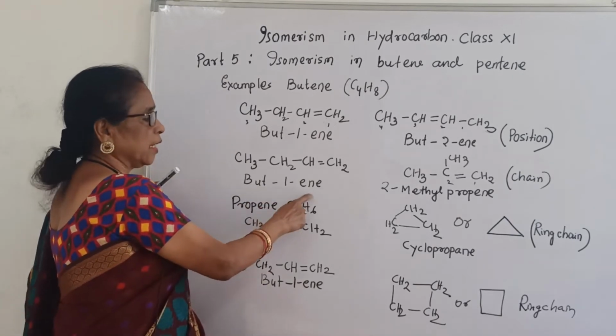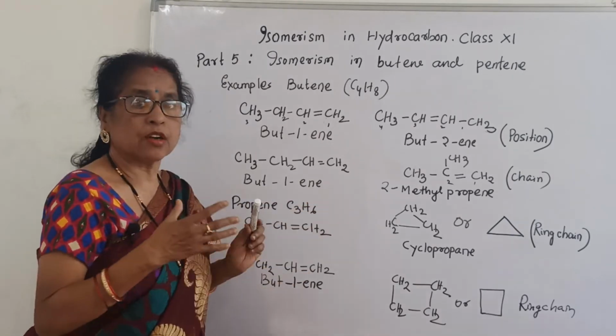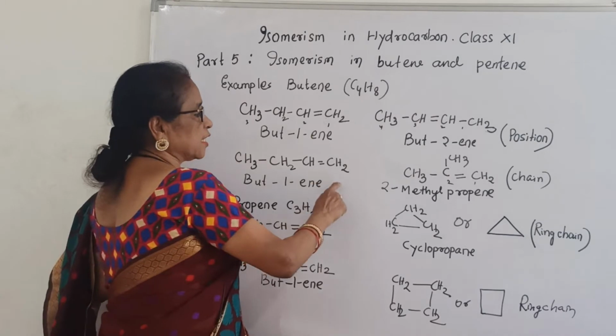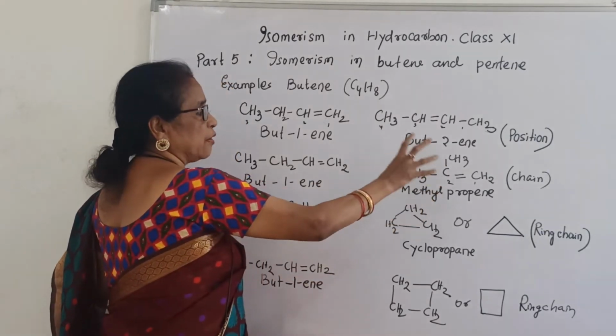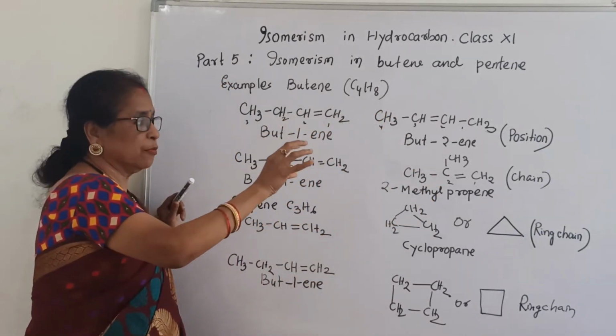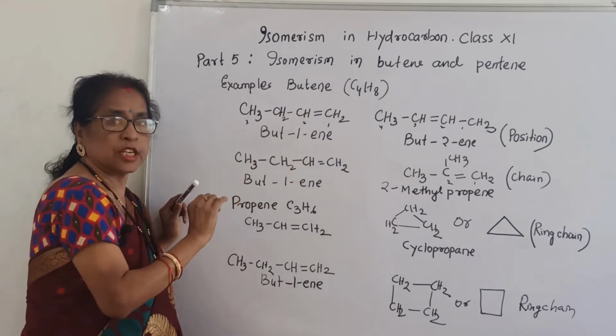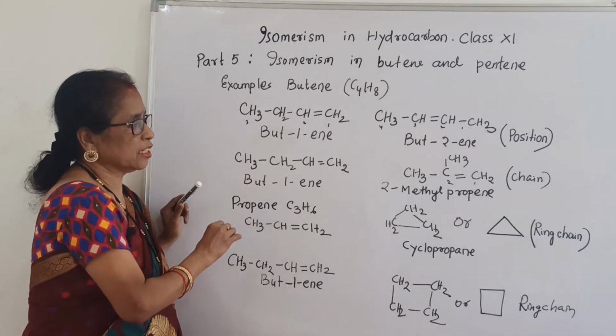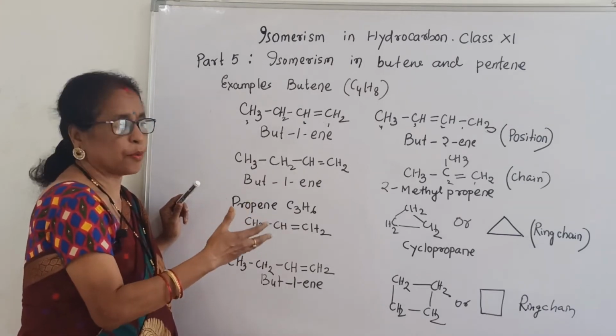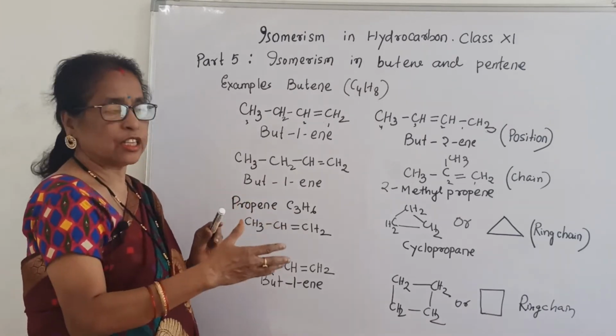So but-1-ene and 2-methylpropene are called chain isomerism because one is a straight chain and the other is a branched chain, where CH3 is on carbon 2. At carbon 2 a CH3 group is present, and after 1 there is a double bond. So 2-methylpropene is called chain isomerism.